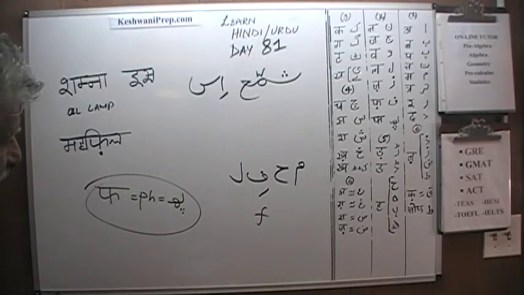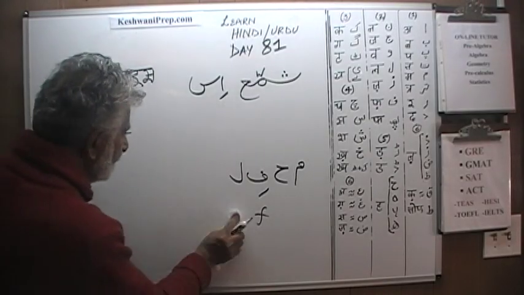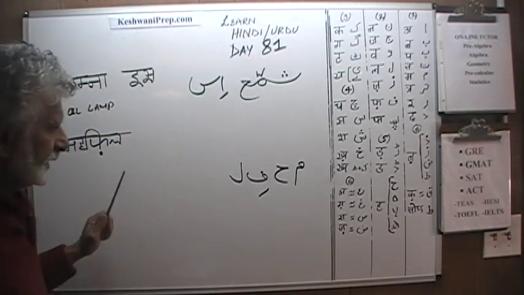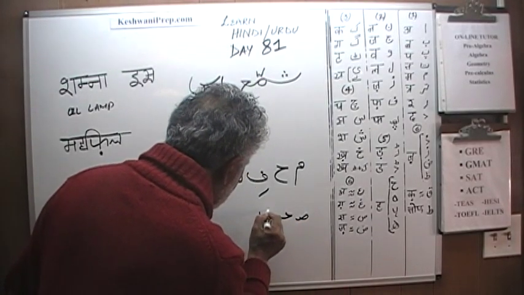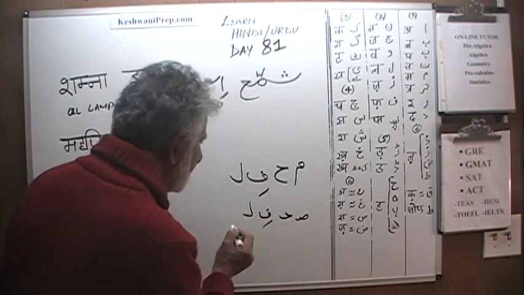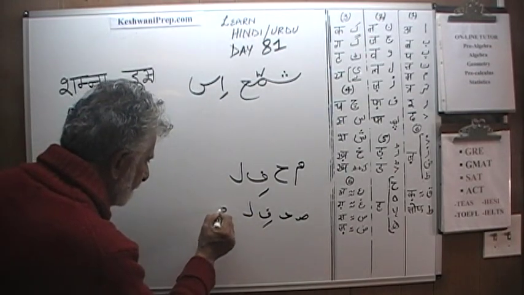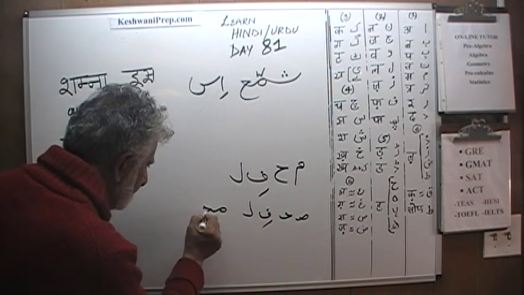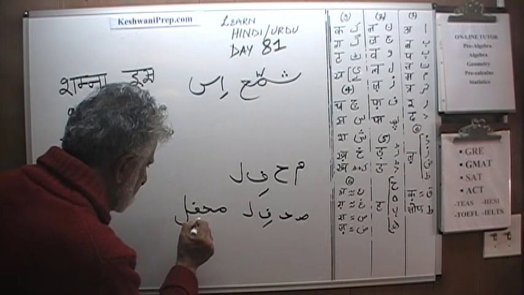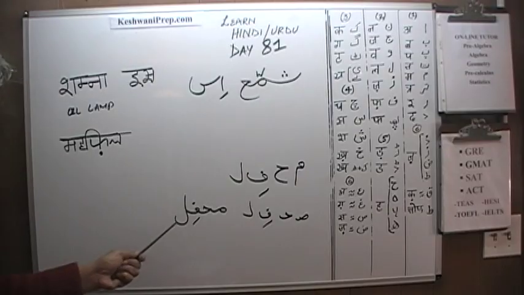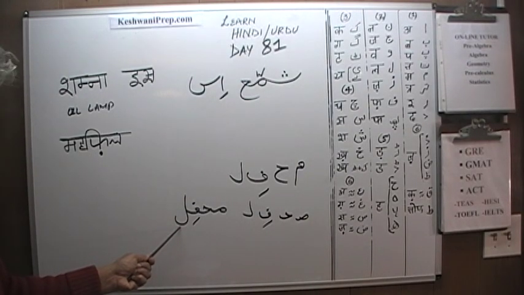Now let's see what happens when we join them together. Let's first do it in the bottom here. So this is mim, this is he, fe is going to remain straightforward, and then a lam. When we join them, it should look like this: mim, he, fe, and then lam. Mahfil. You could write it like this. There is nothing wrong with it. It's perfectly fine, perfectly acceptable, perfectly legible.